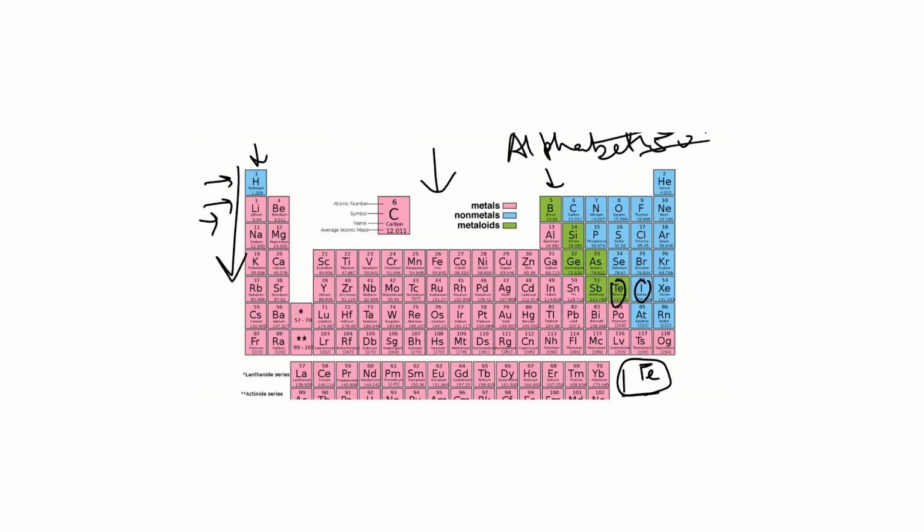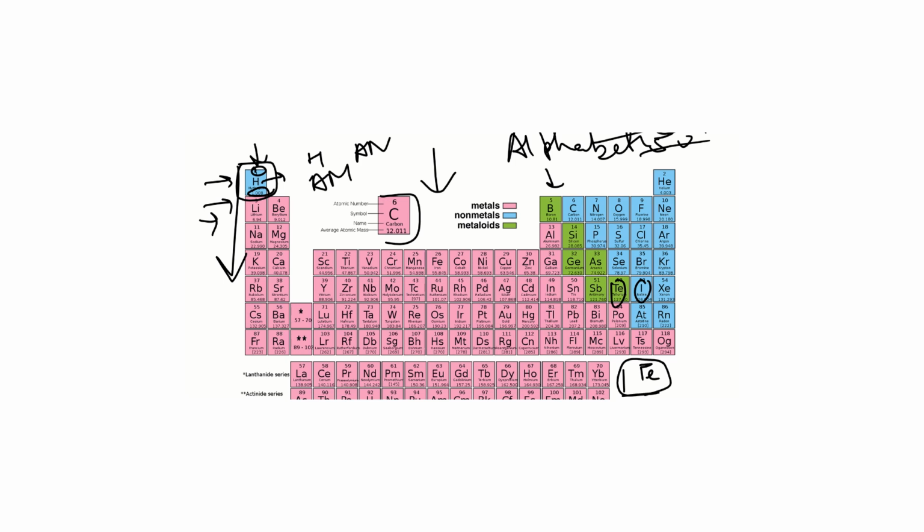Now if you see this block, here is some information which you can derive from it. This is the symbol H for hydrogen. On the top, this is the atomic number, this is the atomic mass, and this is the name of the element. Like this, this is the symbol C for carbon, name carbon, average atomic mass 12.011, atomic number 6.